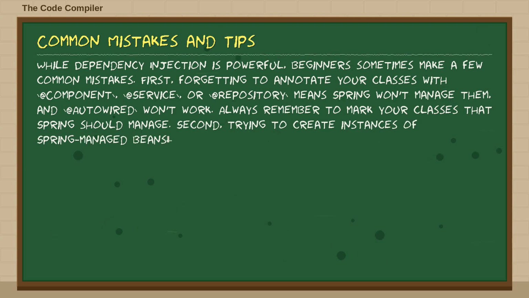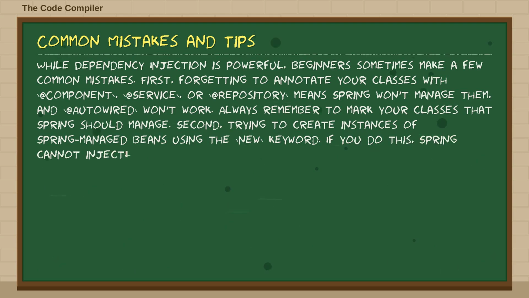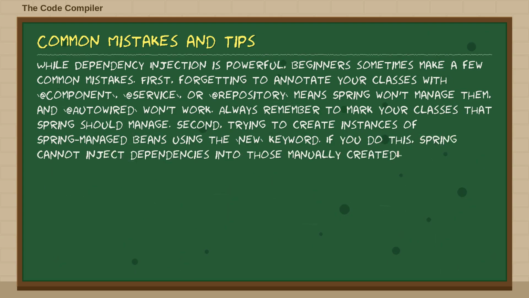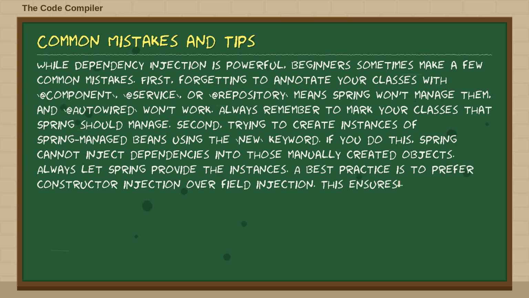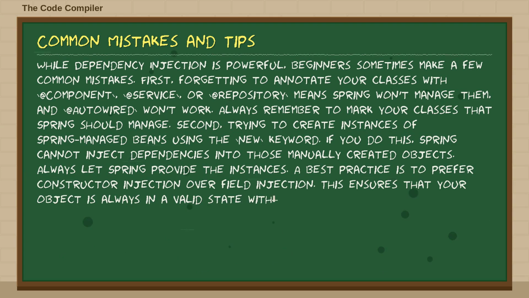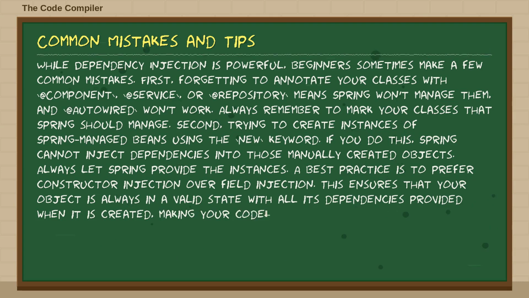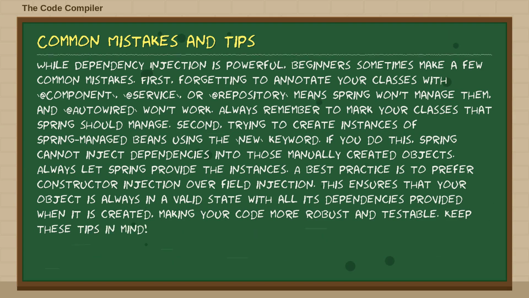Second, trying to create instances of Spring managed beans using the new keyword. If you do this, Spring cannot inject dependencies into those manually created objects. Always let Spring provide the instances. A best practice is to prefer constructor injection over field injection. This ensures that your object is always in a valid state with all its dependencies provided when it is created, making your code more robust and testable. Keep these tips in mind.